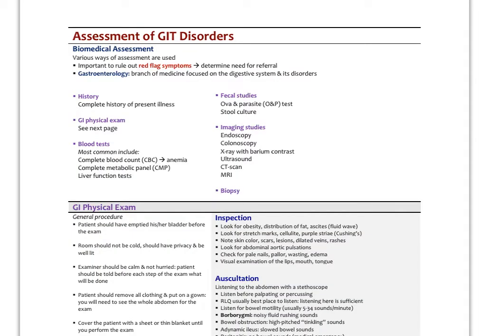So biomedically, GI disorders are assessed using several different methods. I think the most obvious would be looking at history, getting a complete history of present illness with the patient, as well as doing a complete GI physical exam. I'll talk about that coming up.